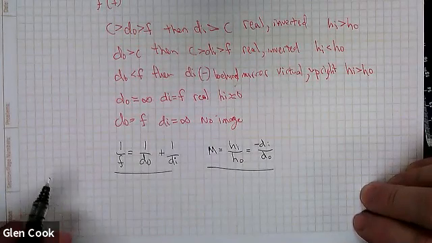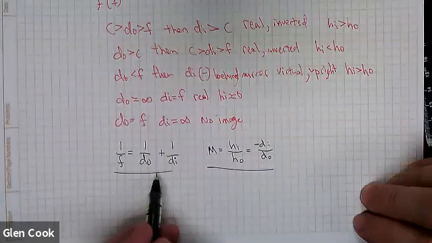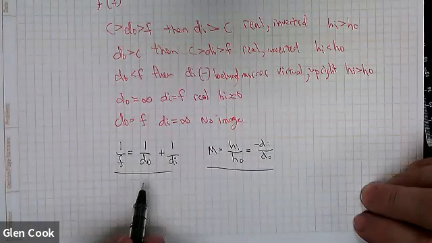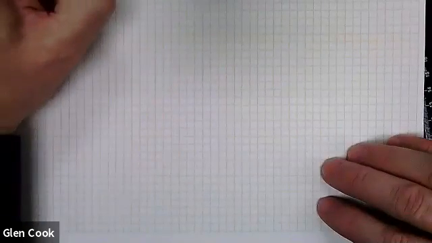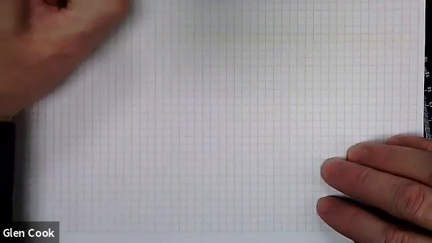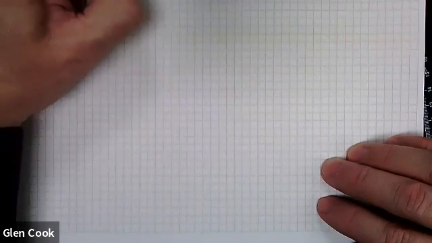If I wanted to find F, before I can find F, I have to add these fractions. I have to have common denominators, right? So to do that, I'm just going to flip over to another sheet of paper here and write the equation again: 1 over F equals 1 over DO plus 1 over DI.